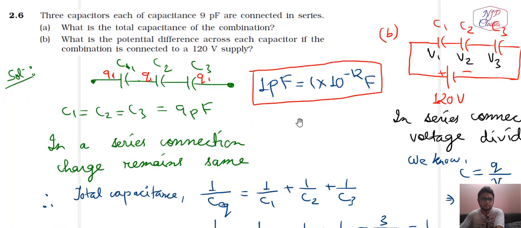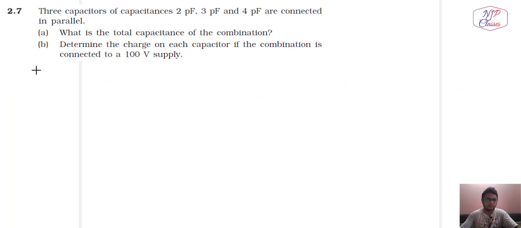Next problem. Three capacitors of capacitance 2 picofarad, 3 picofarad and 4 picofarad are connected in parallel. Okay, three capacitors are given which are connected in parallel. The previous question was series, now it is parallel.